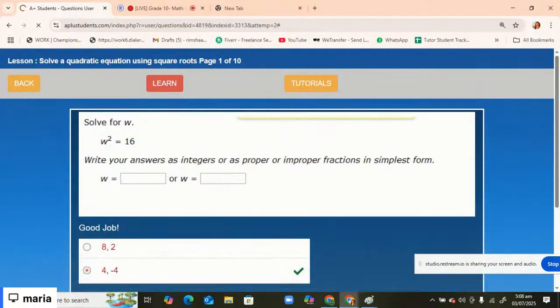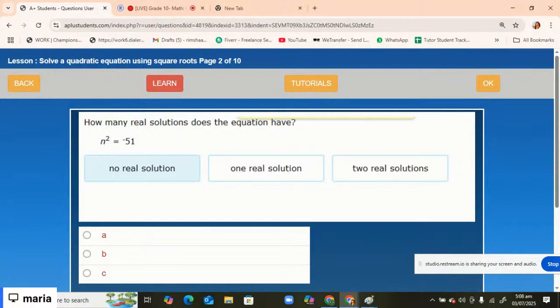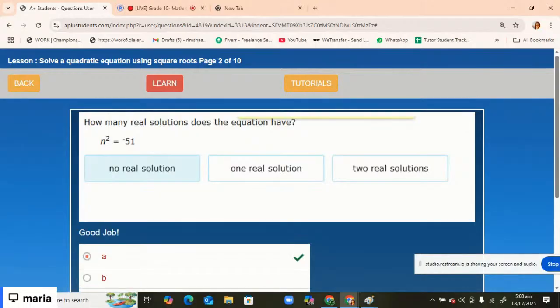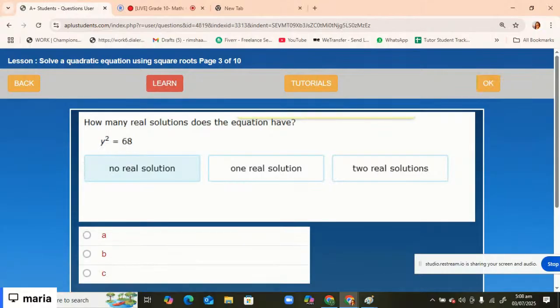8 times 2 is also 16. If someone is confused because these two numbers multiply to 16, that is not how to solve it. You just solve it properly and then check whether it is a positive value. So there is no real solution here. Y square is equal to 68. Yes, there are two real solutions because it's a positive value.